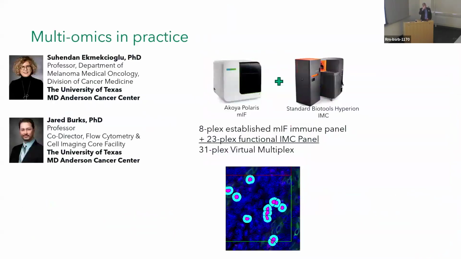Working with Jared Burks at MD Anderson, he came to us a while ago and said, hey, I have this standard established immunofluorescent panel that we use on our Akoya system. And we don't want to redefine it for any other imaging, but we need more biomarkers. And so we've got this imaging mass cytometer device. Can we just use our standard immune panel and then co-register stuff coming off of the IMC and create a virtual 31-plex?